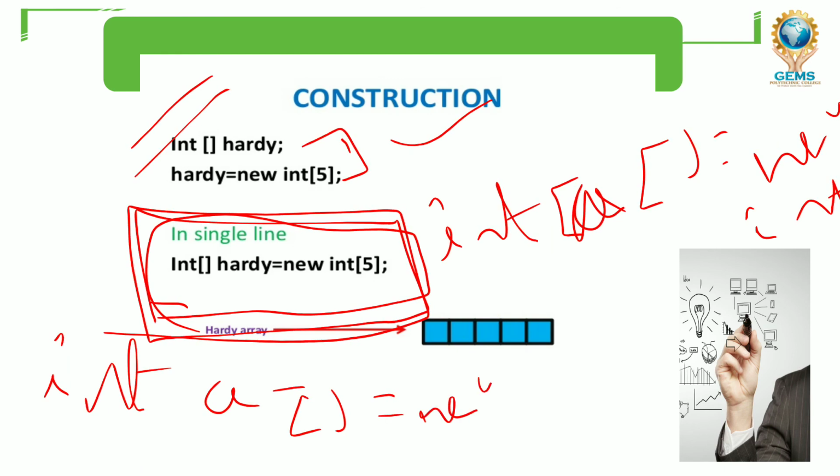new int, size of the array. So this is how you can declare both lines in a single line. Both lines in a single line.